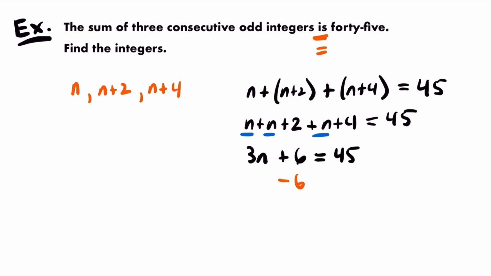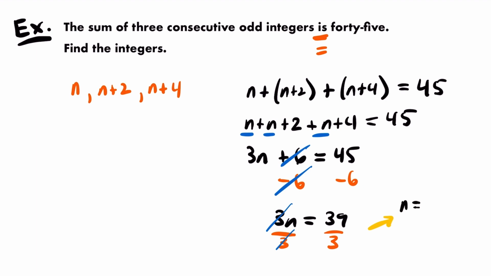So let's subtract 6 from both sides of the equation. 6 and negative 6 cancel each other out, and 45 minus 6 is 39. So we get 3n equals 39. Now, to solve for n, we divide both sides by that coefficient of n, which is 3. Those 3's cancel out because anything divided by itself is 1, and 1 times n is just n. So n is equal to 39 divided by 3, which is 13. So we get n equals 13 as the solution to this equation.